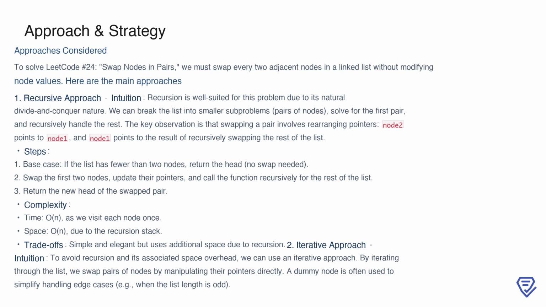The base case occurs when we encounter fewer than two nodes, in which case no swapping is necessary, and we simply return the head. This approach is straightforward and elegant, with a time complexity of O(n), since we visit each node once, but it comes at the cost of O(n) space due to the recursion stack. A key trade-off here is that while the recursive approach is easy to implement, its space overhead might not be ideal for very large lists.